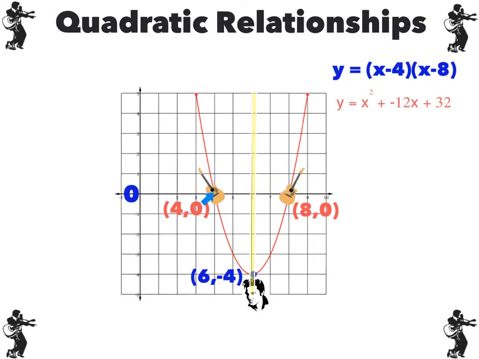So again, after finding your x-intercept points, you could find your way to the middle, find that line of symmetry, and find your vertex. We could plug that number 6 into either one of these equations here or here, and we could then find our vertex. Thank you very much.